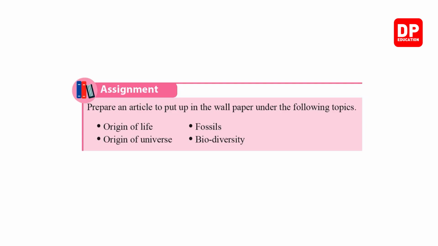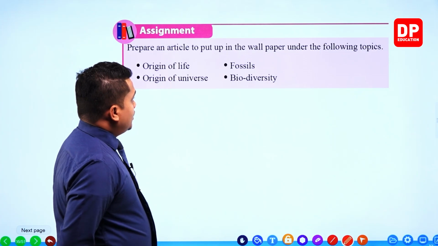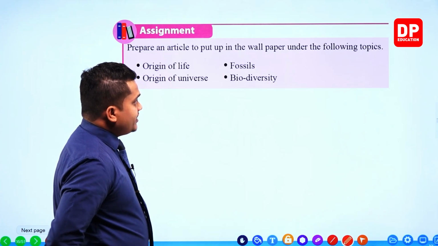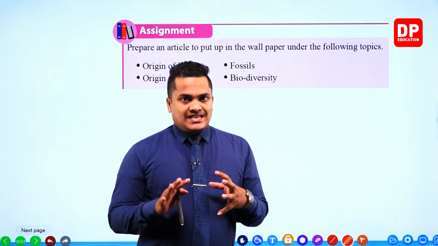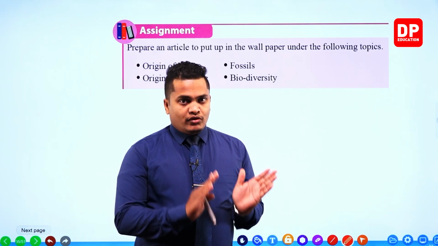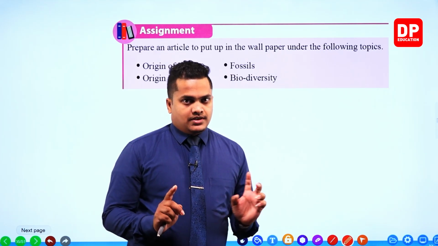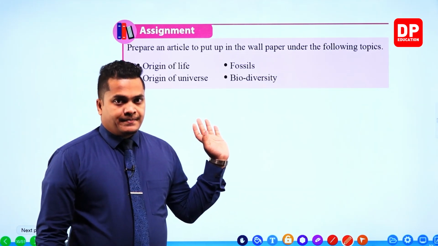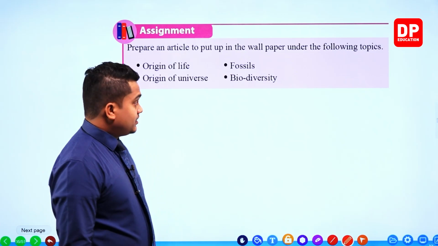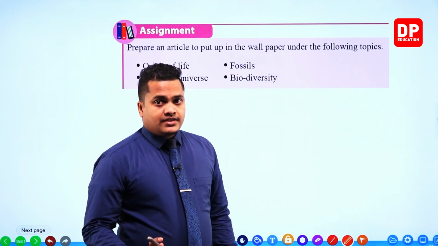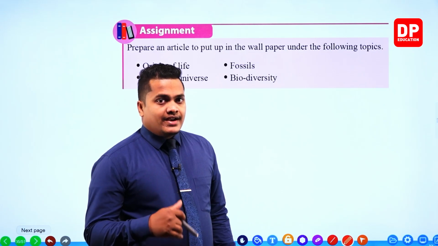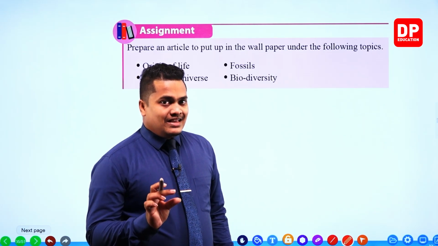So you are given an assignment. Within this assignment, you have to prepare an article to put up on the wall paper under the following topics. This article should have one of these following topics: origin of life, origin of universe, fossils, biodiversity. So these are the topics. You have to prepare an article that contains at least one of these topics, my dear children.